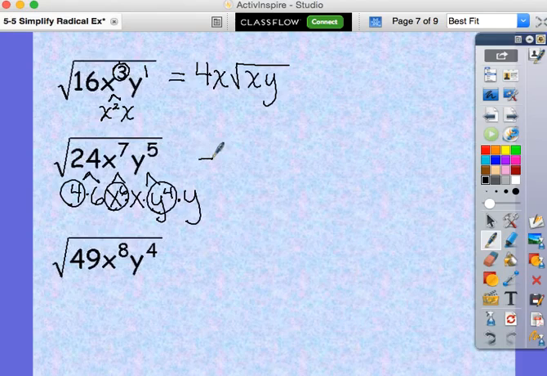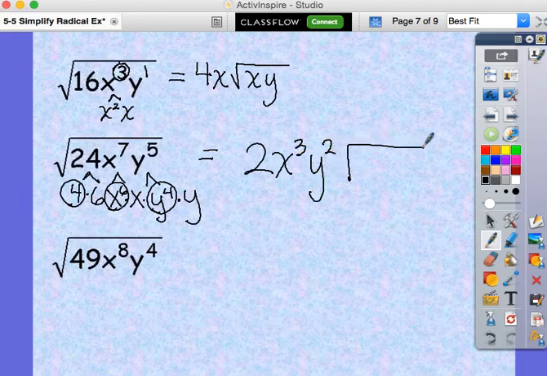So the 4 comes out as a 2. X to the 6 comes out as x to the 3rd. Y to the 4th comes out as y to the 2nd. And what's left inside? 6xy. 6xy is still left inside your radical.